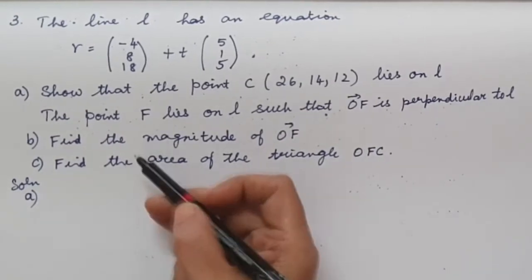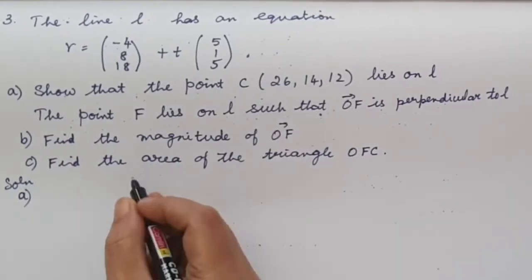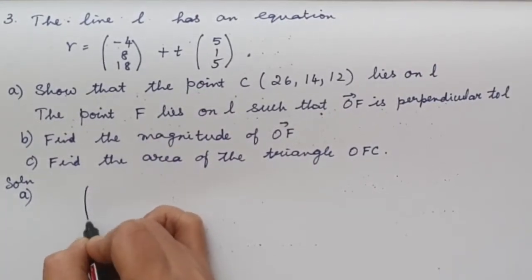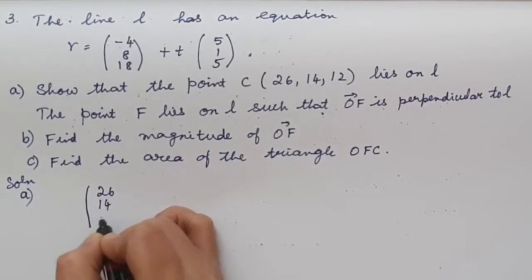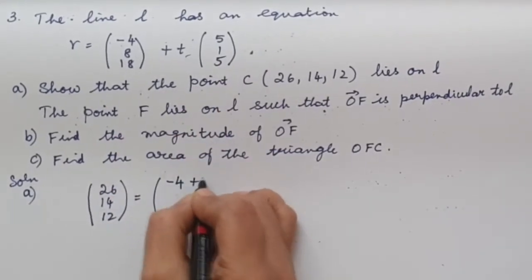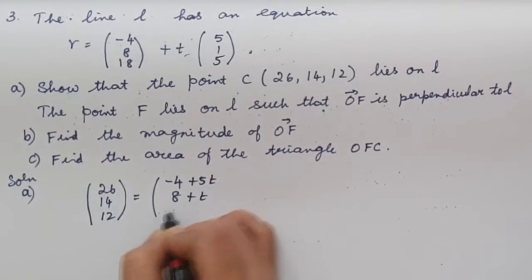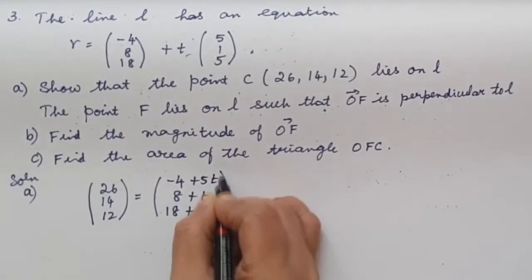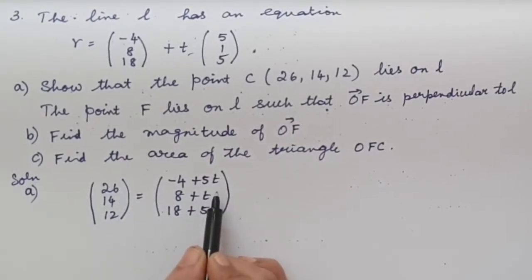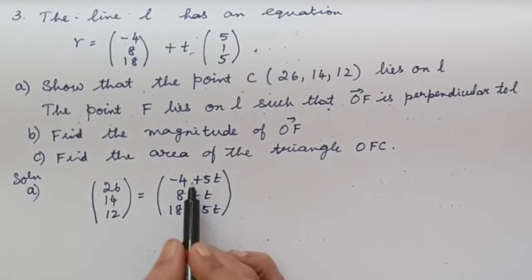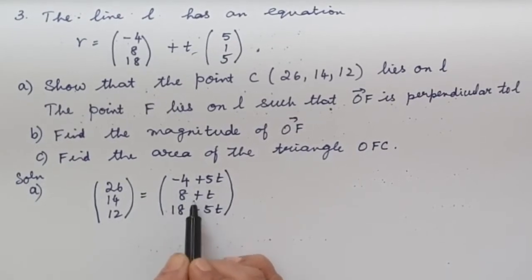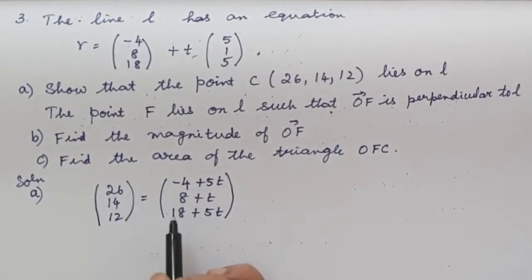The first thing is, in order to show that this C lies on the line L, we write the point C in vector format and then the equation of the line r in the vector format. So it will be 26, 14 and 12, that will be equal to minus 4 plus 5t, and 8 plus t, then 18 plus 5t. Then we'll solve this for x coordinate, y coordinate and for z coordinate and find the value for t. If we get all the values of t the same, then we tell that C lies on the line. In case one coordinate of t is wrong, then we'll tell it does not lie on the line.